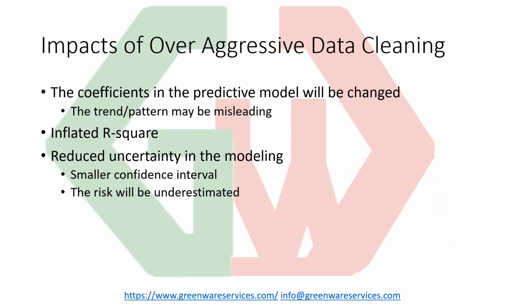What will be the impact if too many extreme values are excluded in the analysis? Here I only explain the impacts on predictive modeling. First, the coefficient value will be changed. This means the trend line in the model will be changed. Second, R-square is inflated. Since the extreme values are removed, the model itself looks much better, even though it is not true.